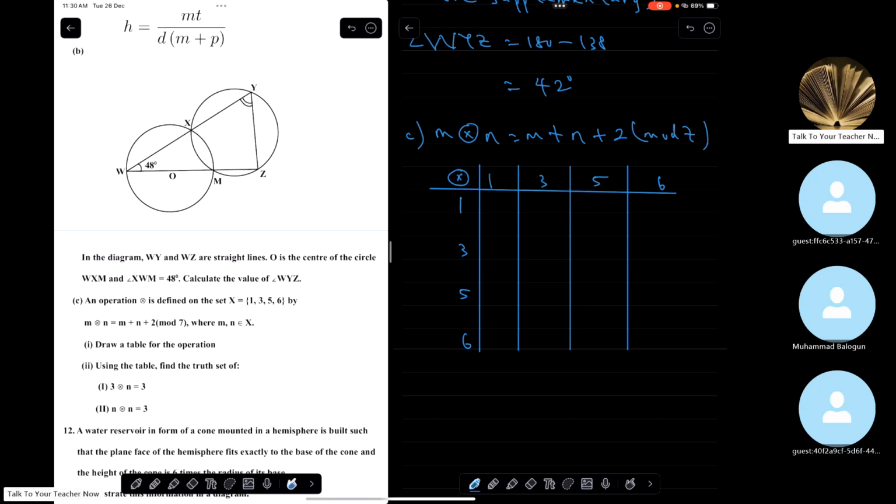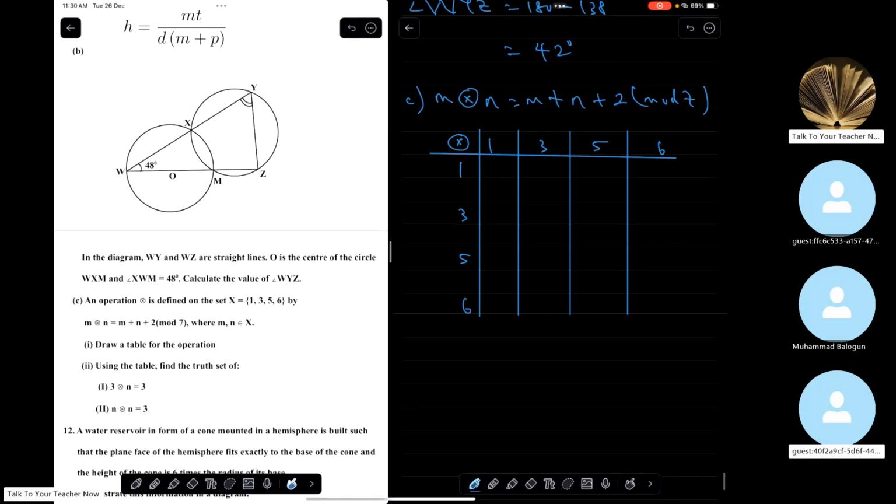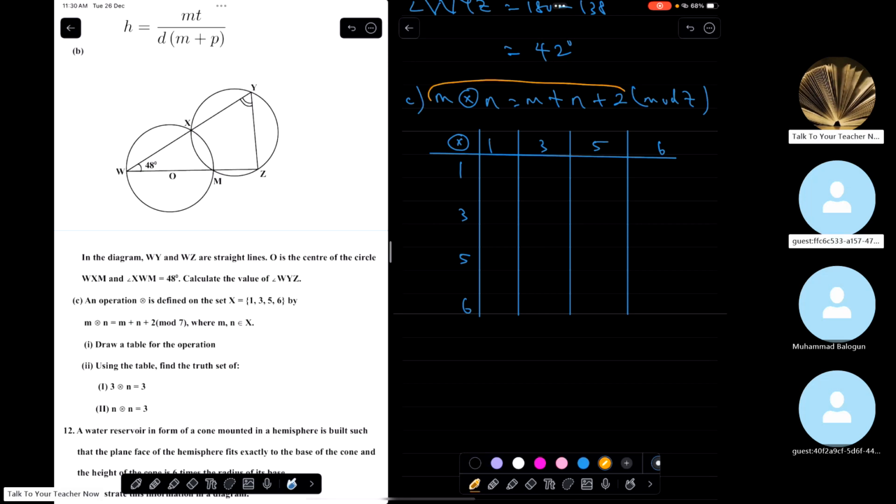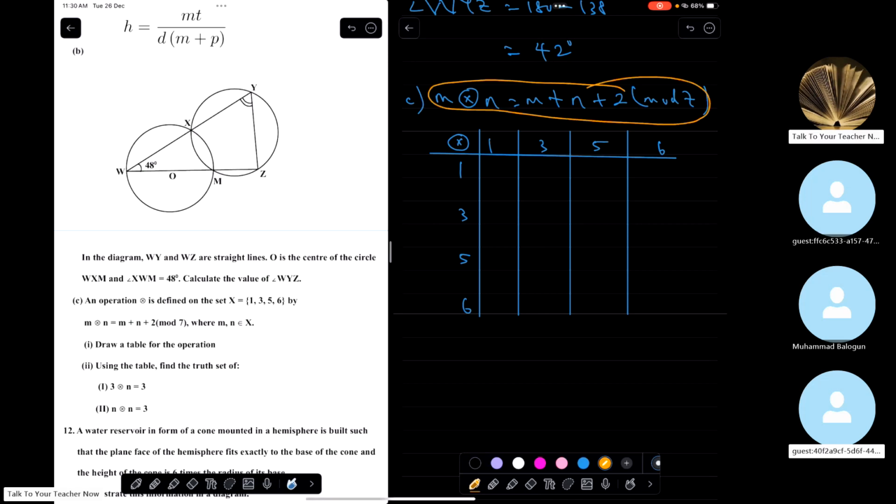So now, what is 1 circle times 1? That will be what, Ajara? 1 circle times 1 is what? Don't forget the definition of the operation. Here is the definition of the operation. Can you say that? So let's go. What is 1 circle times 1?